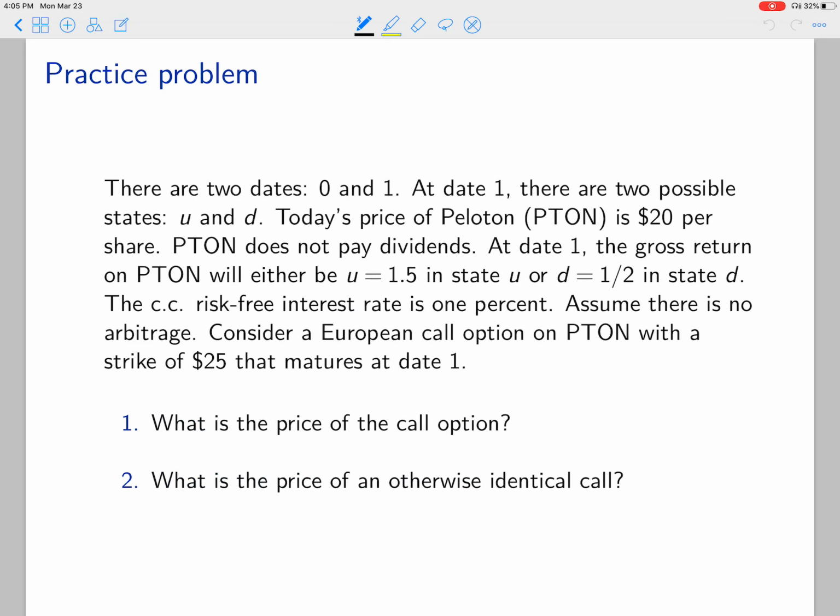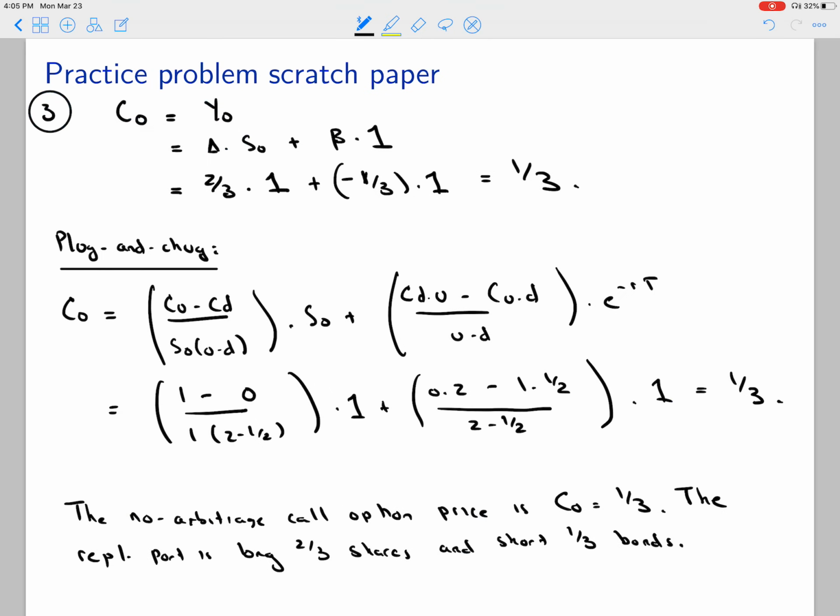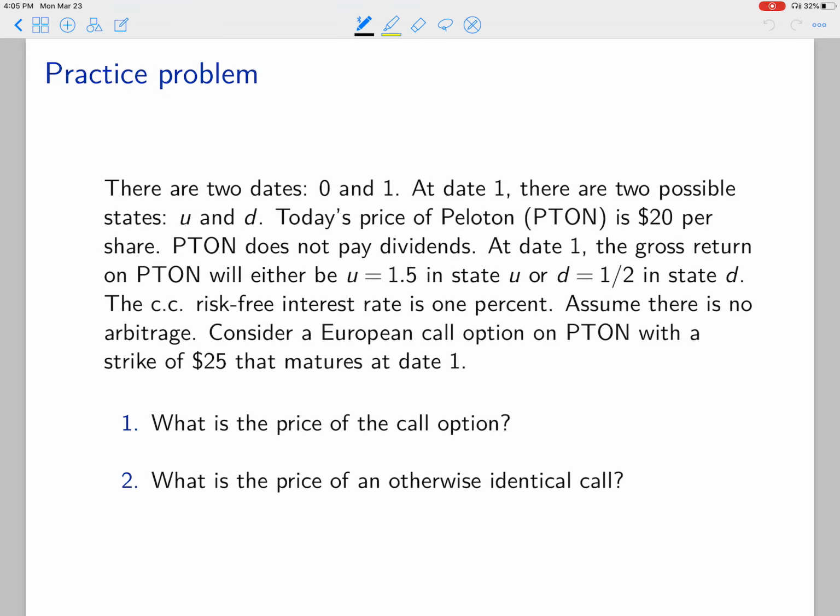So now what do we do? Final part of the problem is to then, so there's the answer. Now let's do one more practice problem. I'll give you a few minutes to read and we will work through it.